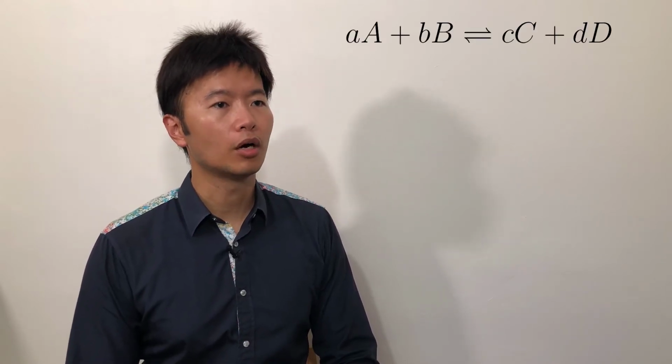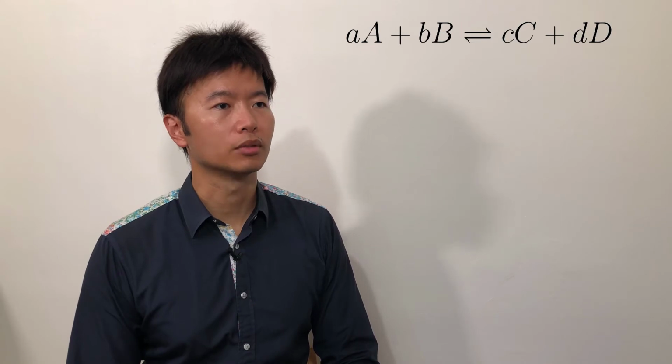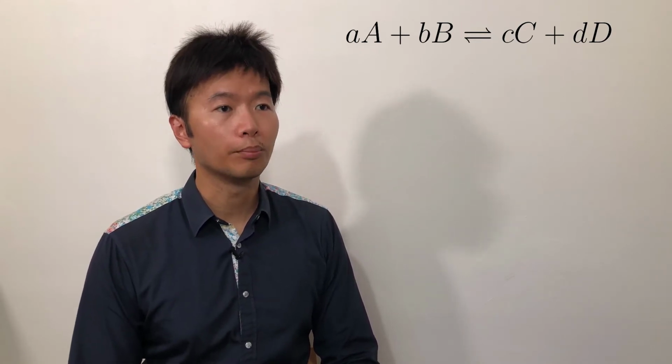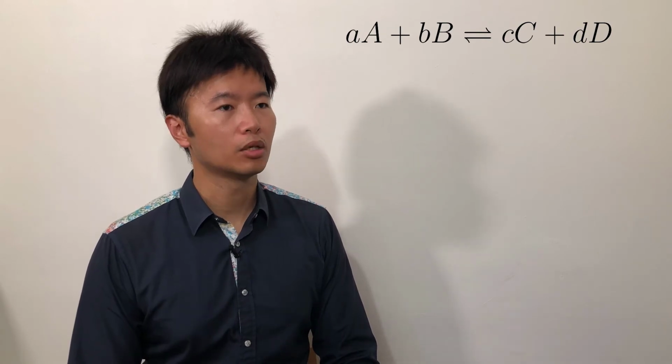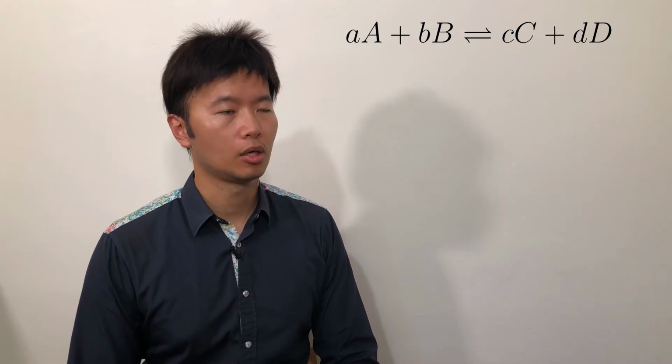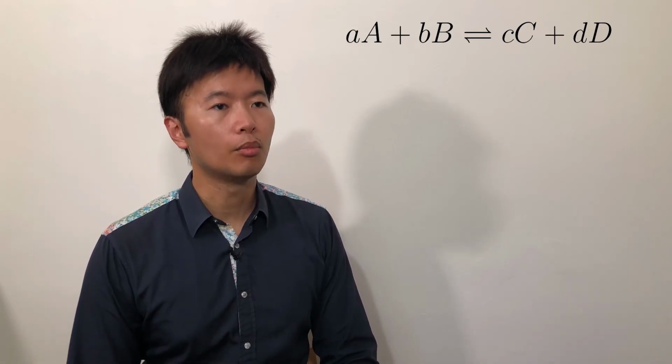Well, let's continue. In order to assemble the law of mass action of an equilibrium reaction, we have to first make sure the chemical reaction is balanced. Here is a general way of writing a chemical reaction: a molecules of A plus b molecules of B react to give c molecules of C plus d molecules of D.